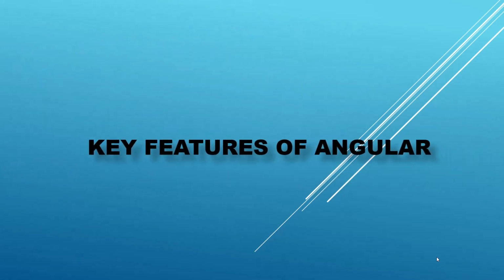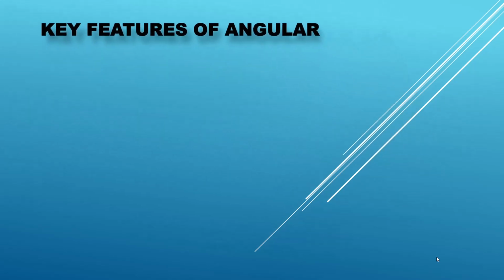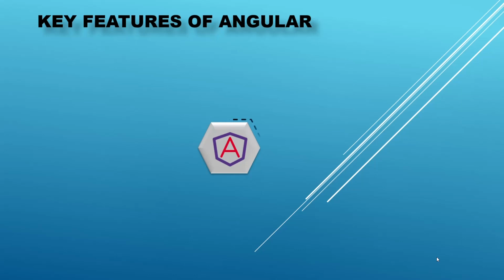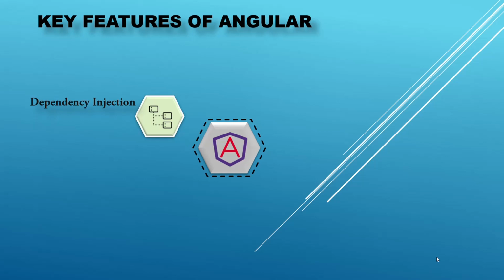Okay, so let's move to the key features of Angular. What are the key features? First is dependency injection. You can import any of the modules available on the internet, and you can use them with Angular. So you don't need to create the same module again and again. You can directly import that module from the internet. And how can you import it? You can directly use the npm command.